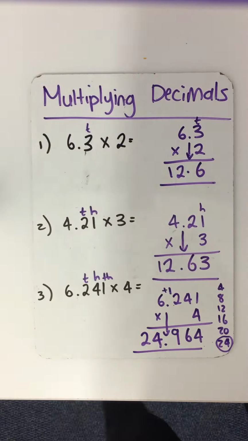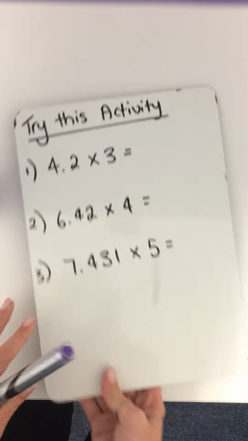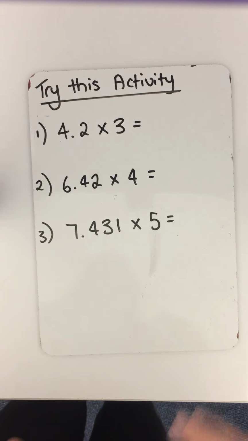24.964 is my answer. If you understand this clearly, then please pause this video now and try these examples in your online journal.